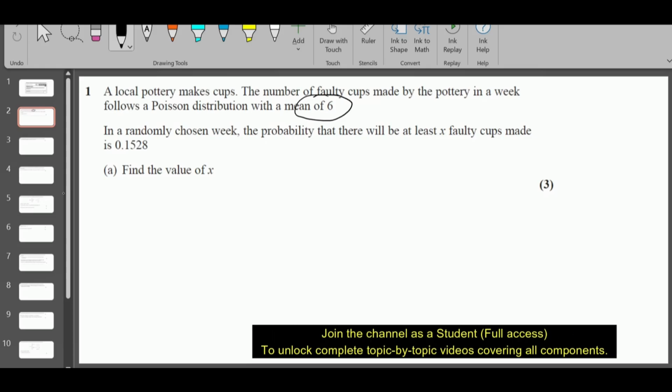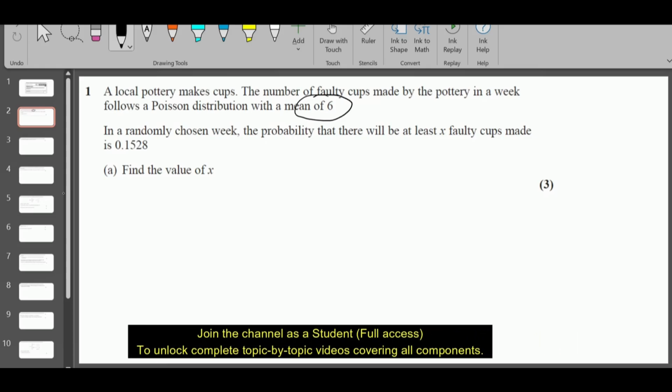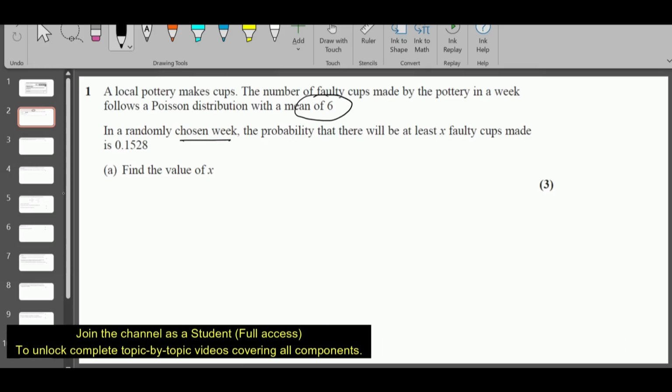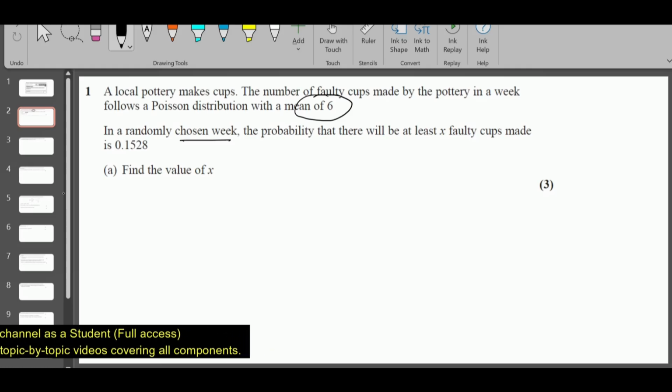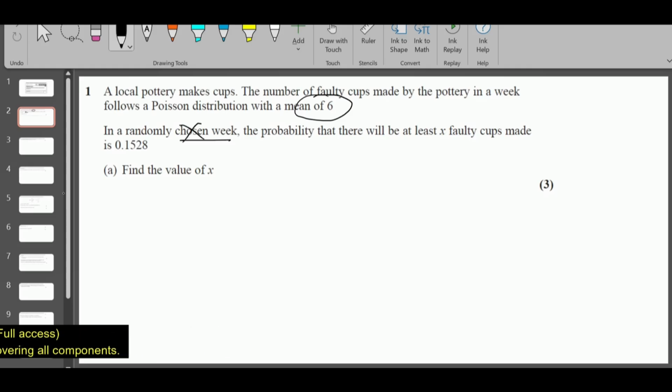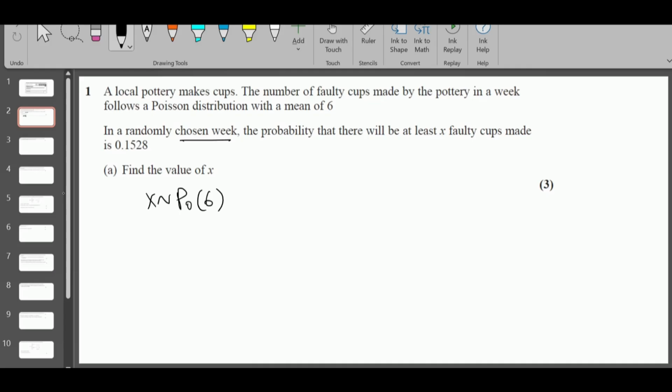It can be lambda depending on the question actually. In a randomly chosen week, so we can take this as lambda. If the question talks about 2 weeks, then you multiply this by 2, right? The probability that there will be at least x faulty cups, first of all, I'm going to put X follows Poisson distribution of 6.